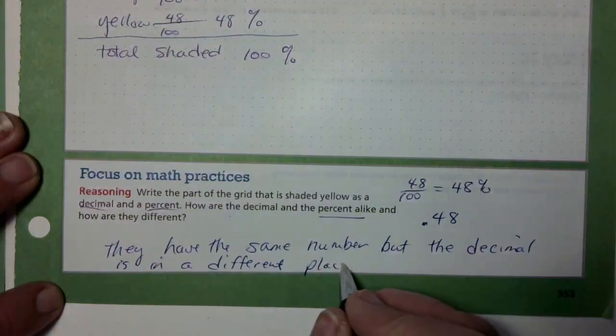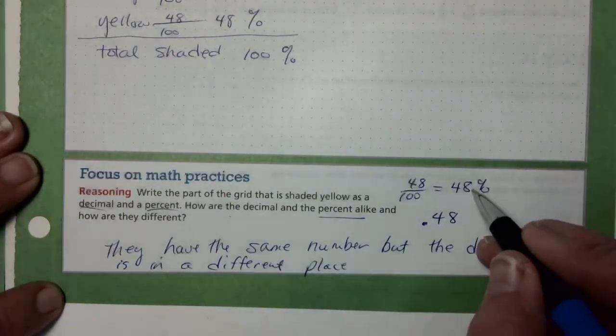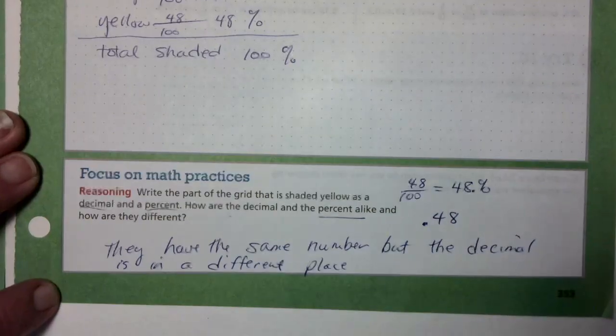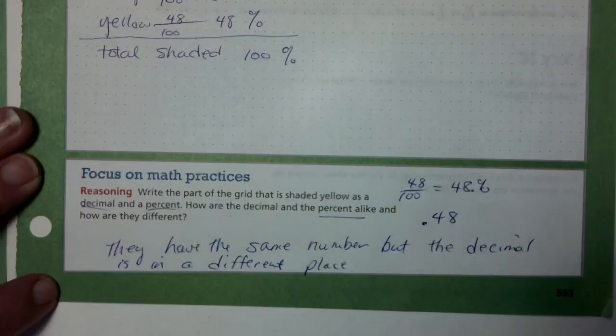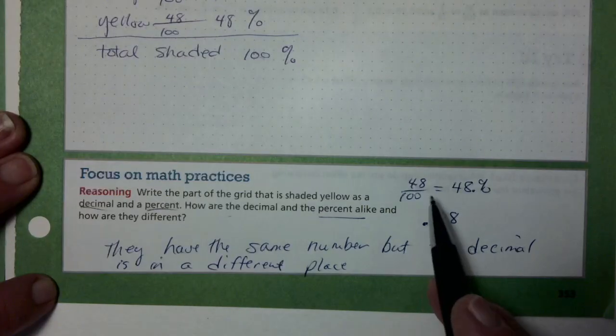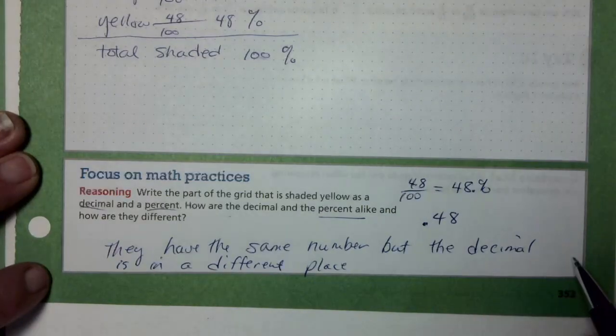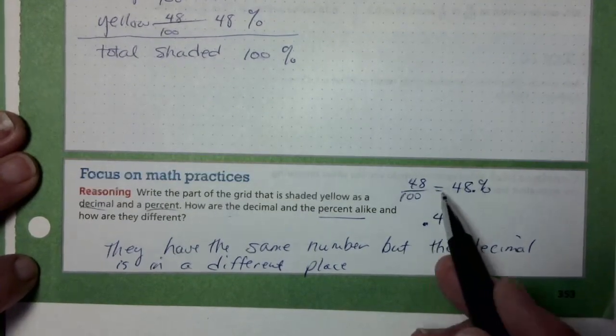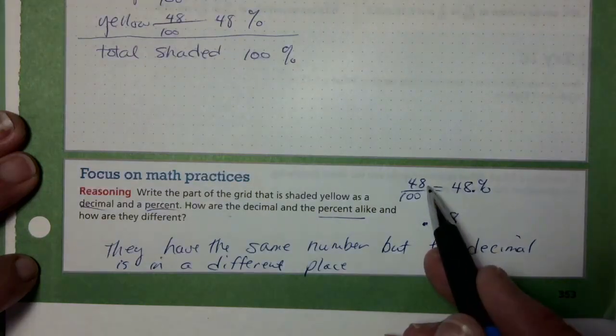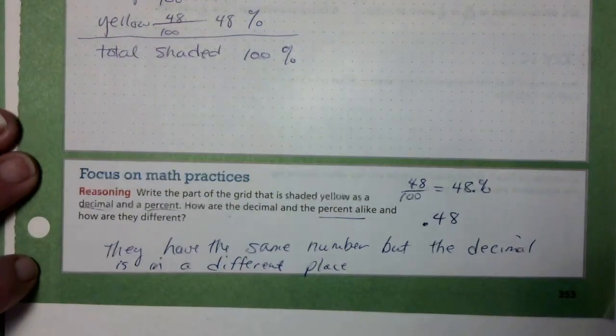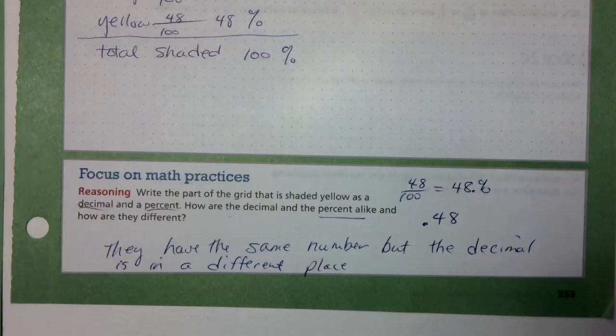Now, seriously, students, there's a decimal right there at the end of that number 48. We don't write it, but it's there. Okay, because when we divide 100 into 48, we get 0.48. So this was 48 with the decimal at the end. It moved that decimal 2 places over. They have the same number, but the decimal is in a different location, or different place.